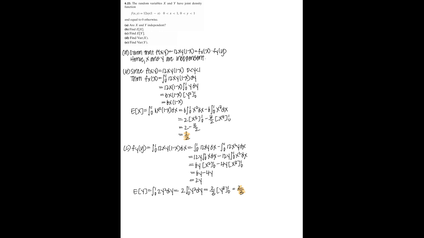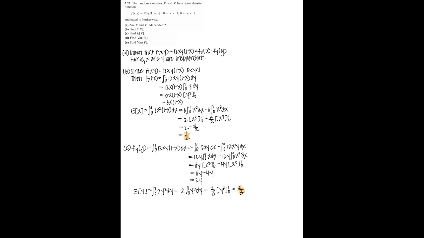So since f of x and y equals 12xy(1 minus x), where y is from 0 to 1, then the probability density function of x will be the integral from 0 to 1 of 12xy(1 minus x) dy, which we get 6x(1 minus x). So the expected value of x would be the integral from 0 to 1 of 6x squared (1 minus x) dx, which equals 1/2.